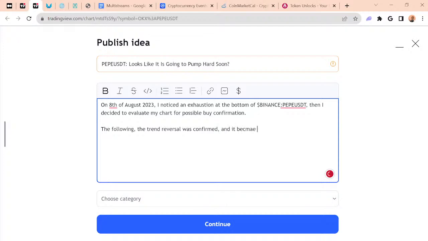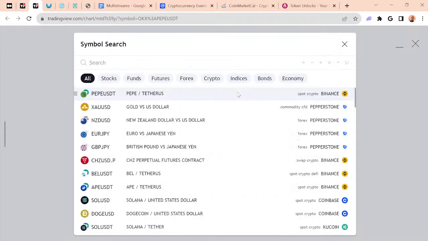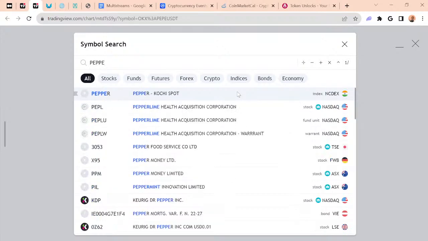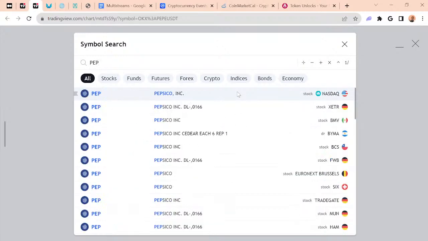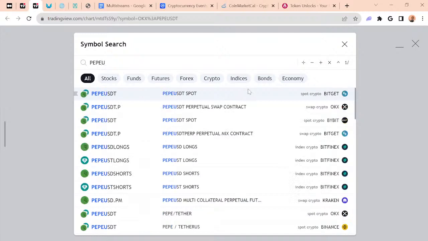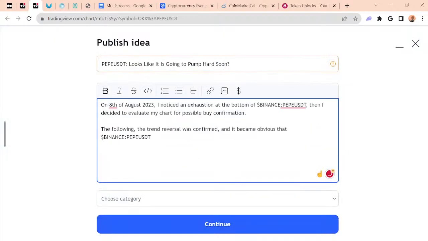And it became obvious that Pep will print more money.